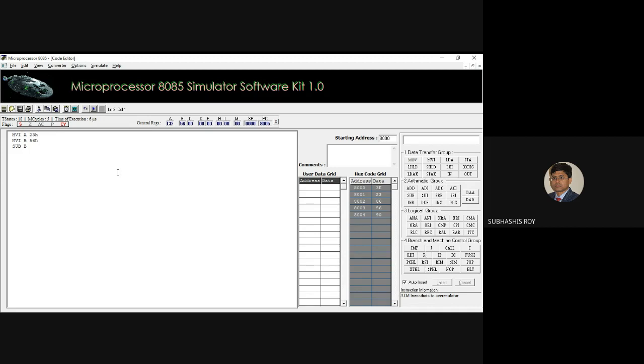1 1 0 0 1 1 0 1. Make the 1's complement first. Then take the 2's complement, add 1 with the 1's complement result. What are you getting? 33. So these are the equivalent numbers. So 33 in 2's complement format is CD. That is what I am saying. So if you are doing a subtraction operation and you are getting a negative result, then this negative result is nothing but the 2's complement representation of your positive result.